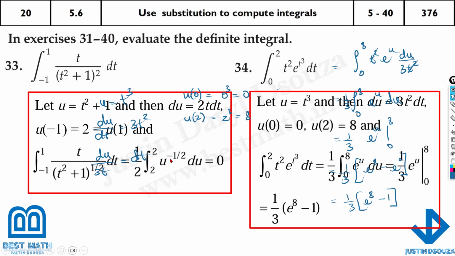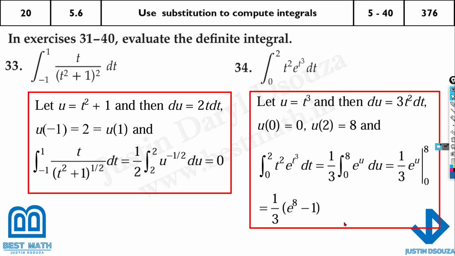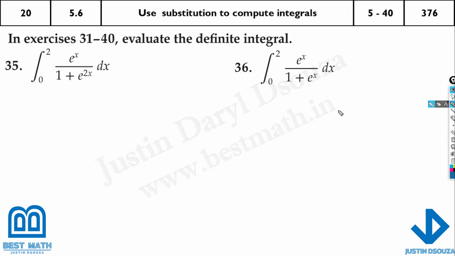They have written directly 0 because of the same limits. Now here we have got 1/3 e to the power 8 minus 1. They have just left it over there. You can also do the same, or you can even write the value in the next step. Now these problems, this is pretty easy.